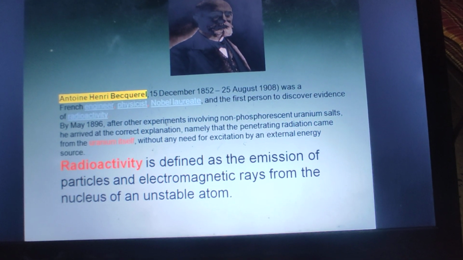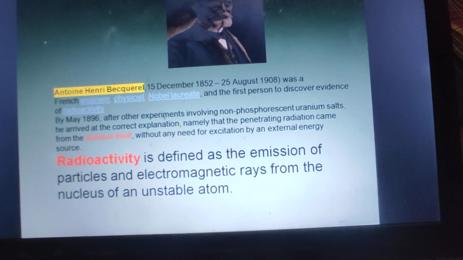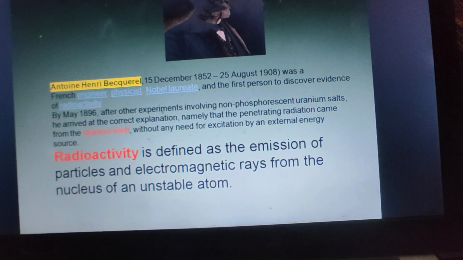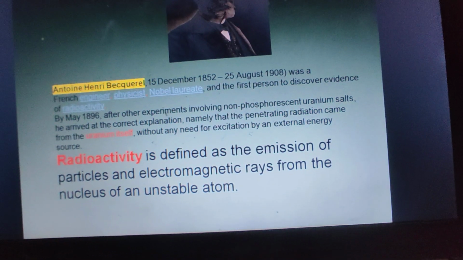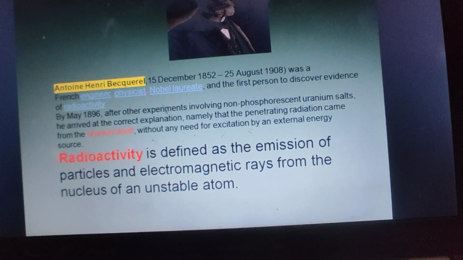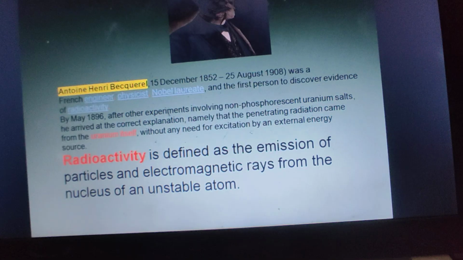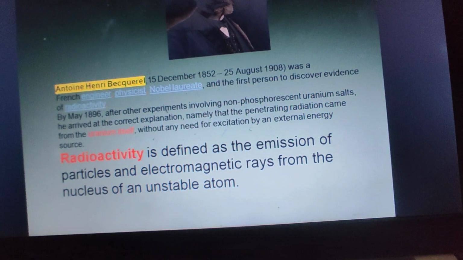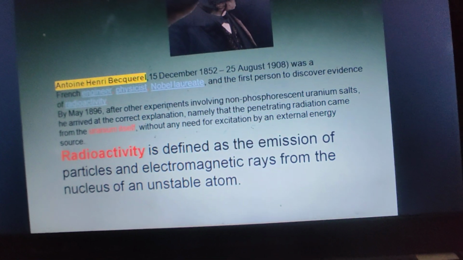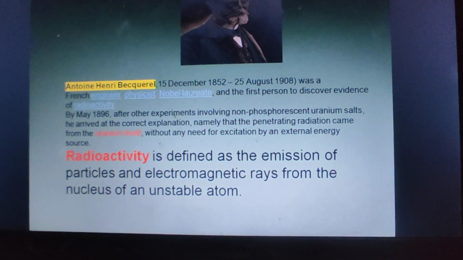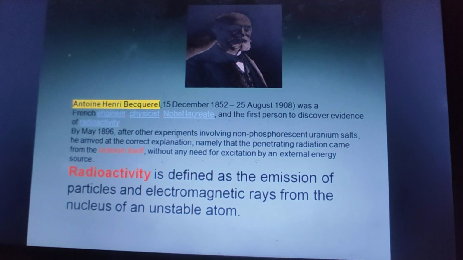So radioactivity is defined as what? The emission of particles and electromagnetic rays from the nucleus of an unstable atom. When an atom is in an unstable state, it will undergo spontaneous disintegration to emit particles and electromagnetic rays. This process we call radioactivity.